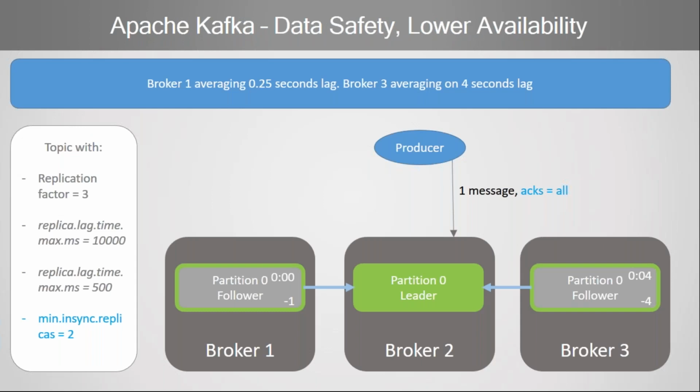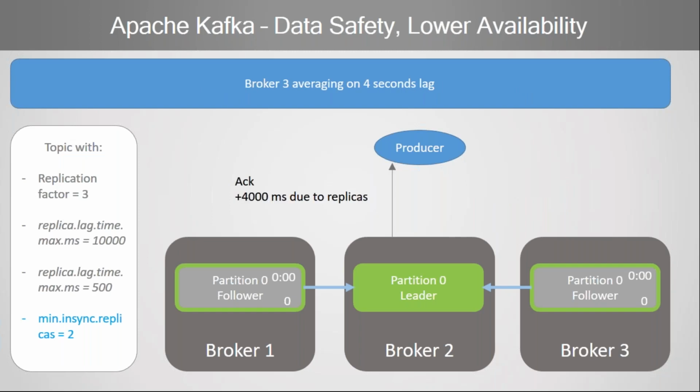We've got acks equals all this time. Now, broker 3, poor broker 3 again, is lagging. Again, it's averaging about 4 seconds of lag. So we send a message. Now the leader writes the message to its local log straight away. And within under a second, broker 1 has it, but broker 3 still doesn't have it. It still doesn't have it. And we end up waiting 4 seconds for an ACK to that one message because of a slow replica.